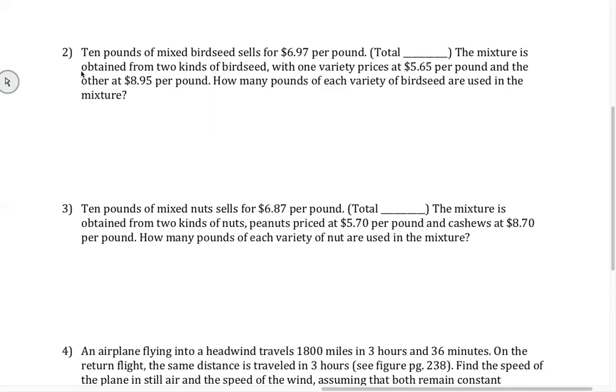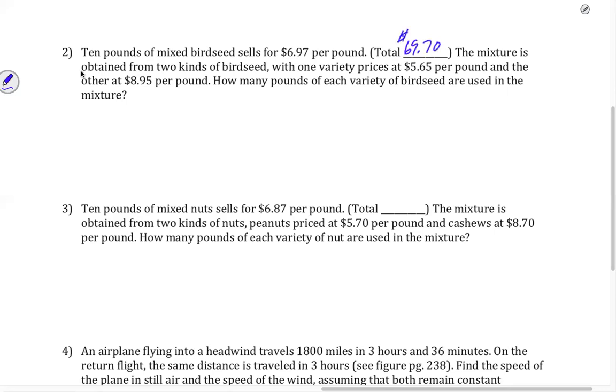All right, 10 pounds of mixed birdseed sells for $6.97 a pound. Kind of sounds familiar, right? Not like a problem in the web assignment. So it says the total. Well, what's the total? If I have 10 pounds at $6.97 a pound, Chris, what would I do with those two numbers? Multiply. So 10 times 6.97 is 69.70.